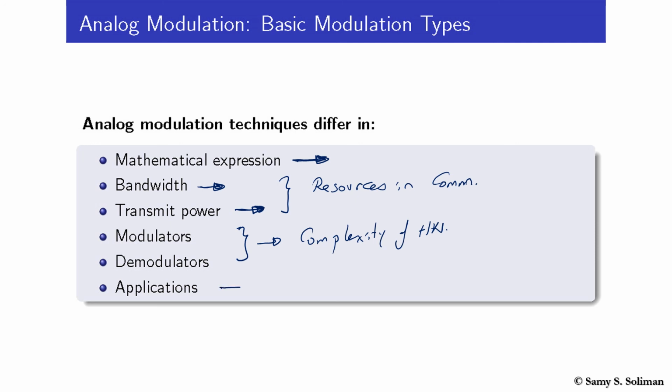And finally, we have the applications, different applications which use different modulation techniques. As we mentioned a while earlier, in radio communication systems, we commonly use amplitude modulation and frequency modulation as the modulation techniques. And as we study different modulation techniques, we will study different applications which use them.